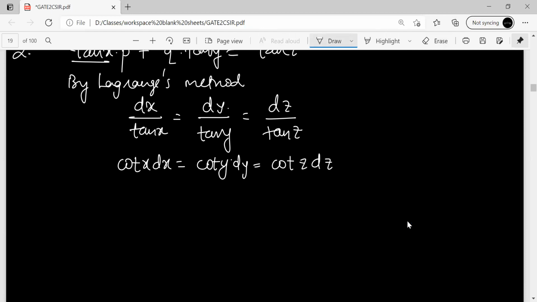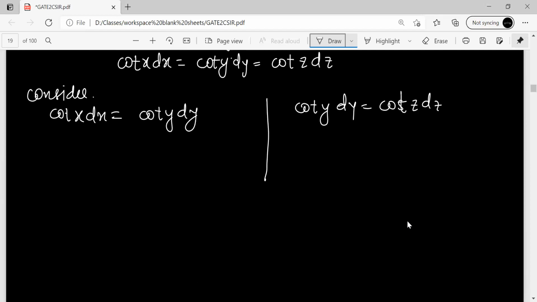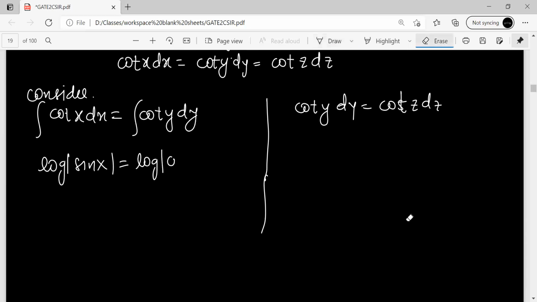And now just consider the first pair. So I'll simply consider two pairs here. That is cot x dx equal to cot y dy. This is my first pair. You can consider any of them. So I'll take the second one, cot y dy equal to cot z dz. So just simply now integrate because they are already separated. So if you integrate here, integration of cot is log of sine. So log of sine x equal to this quantity right here will give me log of sine y.